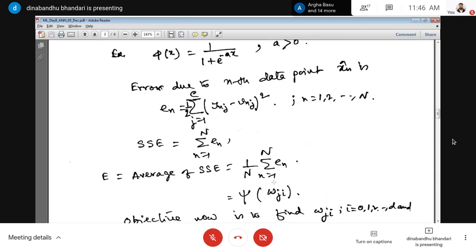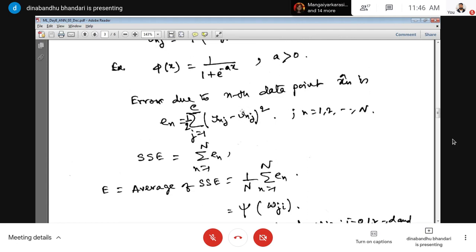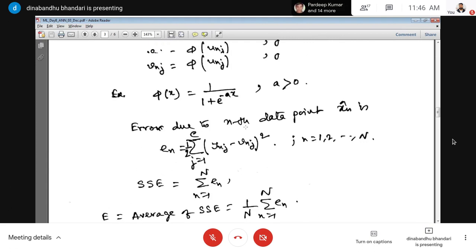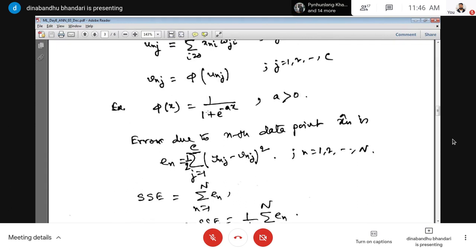Now let us see what this En is. En is nothing but half into summation Ynj minus Vnj. These Ynjs are fixed, we cannot change. Vnj, something we have calculated, right? Now what is Vnj? That is a function of Unj. This is simple mapping. Don't worry, that is also not an issue.